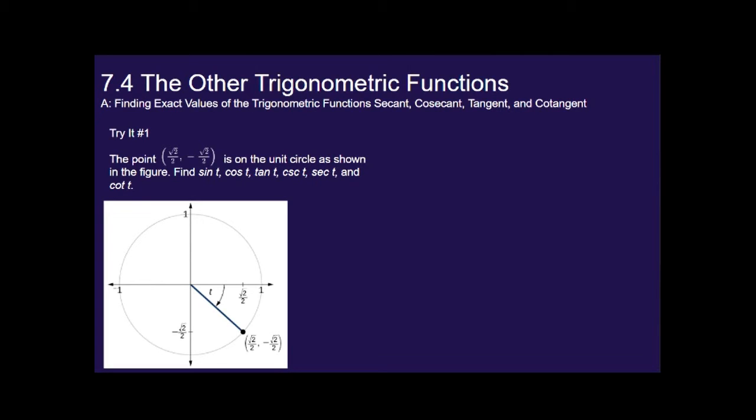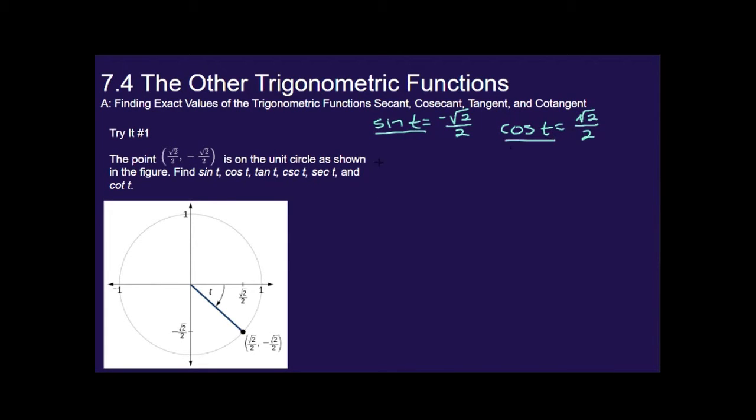So let's work through this together. So the first one, I'm going to start up here, give myself some room. Sine of t is equal to the y. Y is negative square root of 2 over 2. Okay, so there's my sine. And then my cosine of t is equal to the x, which is positive square root of 2 over 2.